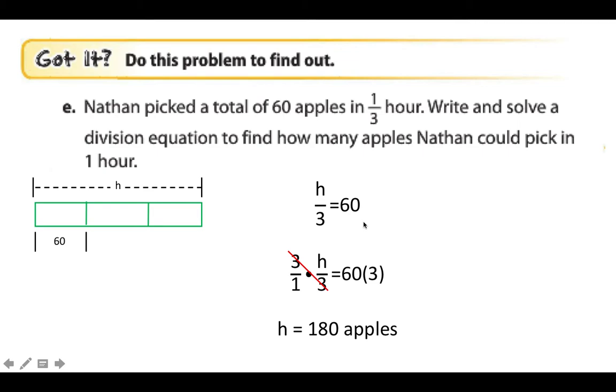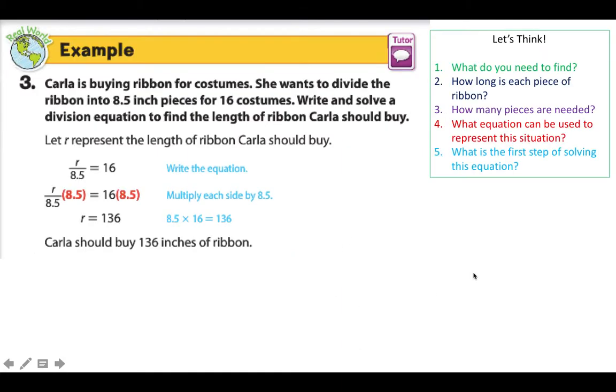Now to solve, we're going to take the number we're dividing by, which is 3, and multiply it on both sides. Remember, when we multiply over here, those 3's cancel out, giving us our variable by itself, and then we get the number of apples that he picked in a whole hour. 60 times 3 gives us 180 apples. Same process.